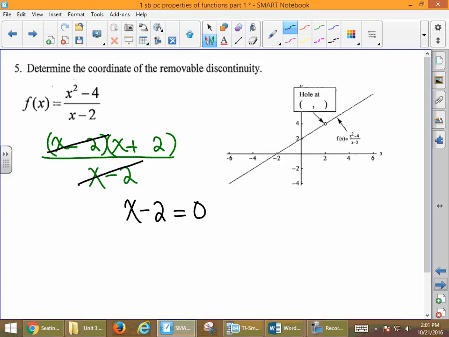Well, you probably don't even have to do the math behind it, but just in case, we get x equals 2. That's the x value of this ordered pair here. It's going to be 2.